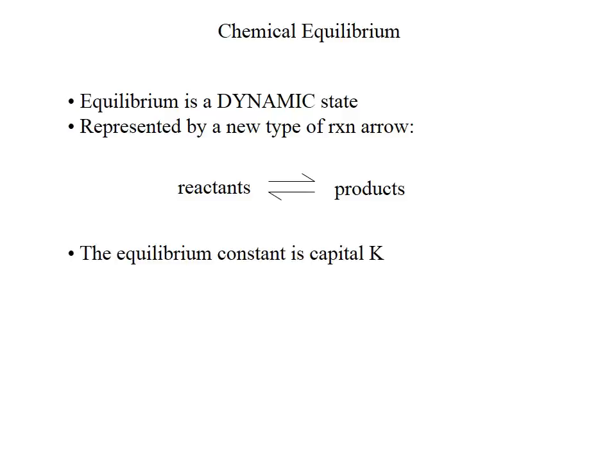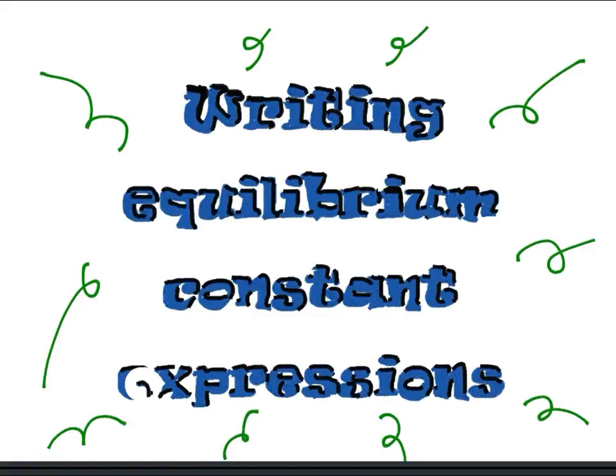The third point is that there is an equilibrium constant, which is represented by a capital K, as opposed to the lowercase k, which we've been using for the rate constant. And so the next thing we're going to talk about is the equilibrium constant. We're going to talk about how you write equilibrium constant expressions, and we're going to start with the general reaction equation and how you would write the equilibrium constant, and then we'll do some practice.